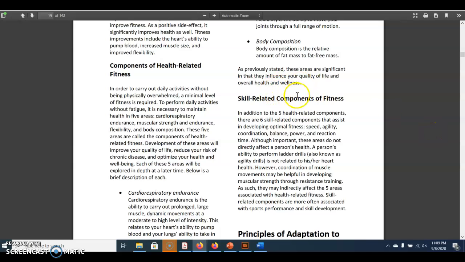These skill-related fitness components may be something you're interested in working on, but they're not mandatory. The health-related fitness components we will work on in this class. I will share with you that if you don't have a solid foundation in your health-related fitness components, the skill-related fitness components do not improve. So that's an important thing to keep in mind.